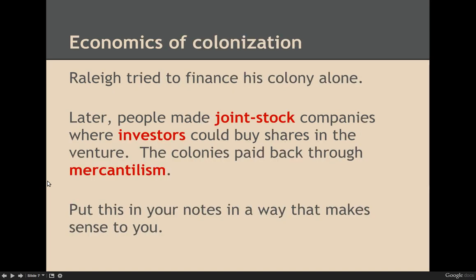Since Raleigh funded it independently, a later model was called a joint stock company, right here in red. A joint stock company is when a bunch of people buy in to buy shares, because colonies, as we know, were used to generate profits through the process of mercantilism. We're going to talk about that in a second here. So people invested in colonies just like modern people invest in companies. A colony was in very many ways just like a company.